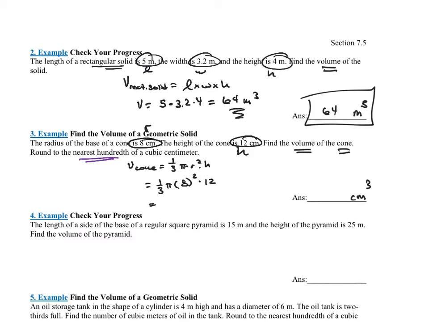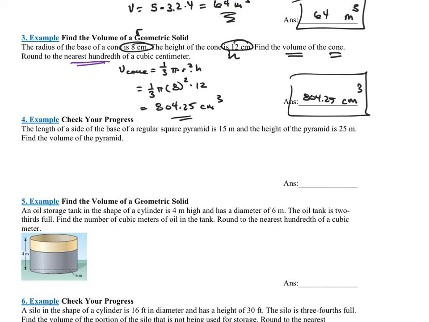Let's see what you get. I'm getting 804.25. And again, that's our units cubed, so in this case, centimeters cubed. So 804.25 cubic centimeters. Continuing on to example 4, it says the side length of the base of a square pyramid is 15 meters, and the height of the pyramid is 25 meters. Find the volume of the pyramid.